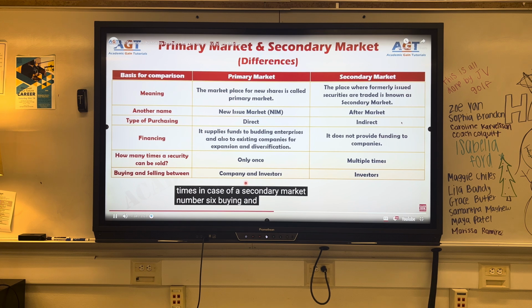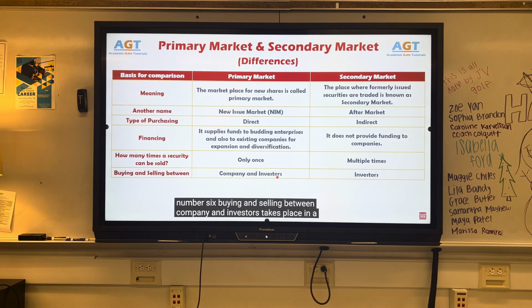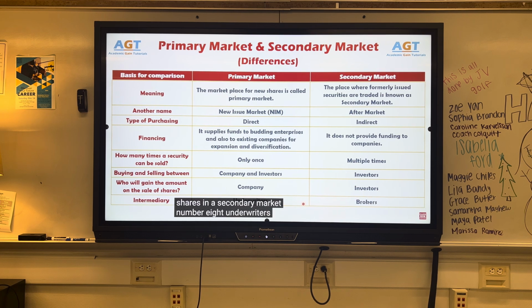Number six. Buying and selling between company and investors takes place in the primary market, whereas buying and selling between investors takes place in the secondary market. Number seven. The company will gain the amount on the sale of shares in the primary market, whereas investors will gain the amount on the sale of shares in the secondary market. Number eight. Underwriters work as the intermediary in primary market, whereas brokers work as the intermediary in secondary market.